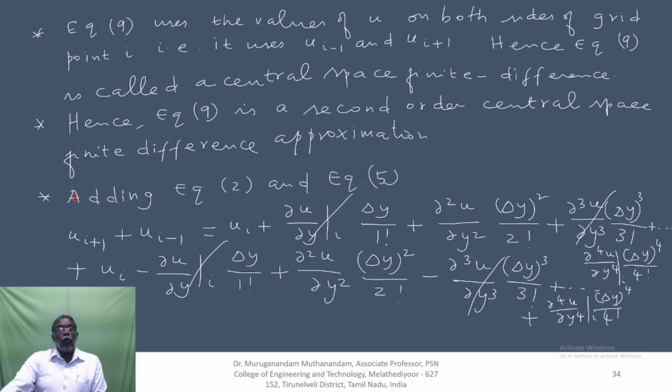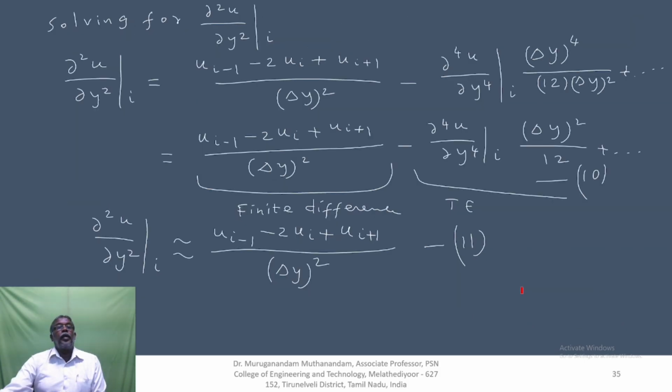Now what we are going to do is add equation 2 and equation 5. Initially, we subtracted equation 5 from equation 2, and what we obtained is a second order central space finite difference approximation. Now we are going to add both these equations, that is ui plus 1 and ui minus 1. After mathematical addition, subtraction and simplification, what we finally obtain is, solving for partial square u upon partial y square at the grid point i.